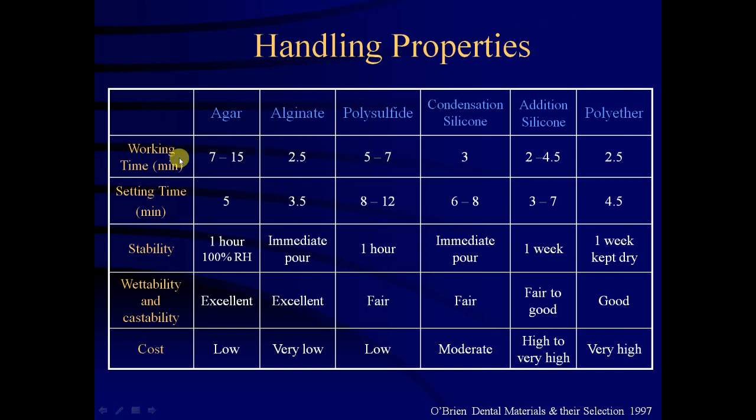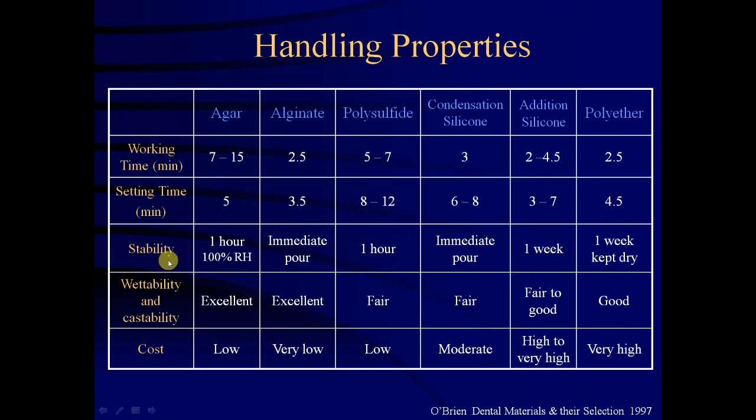Coming on to the working time, agar takes 7 to 15 minutes of working time, alginate takes 2.5 minutes, polysulfide takes 5 to 7 minutes, condensation silicone takes 3 minutes, addition silicone takes 2 to 4.5 minutes, polyether takes 2.5 minutes. Setting time of agar is 5 minutes, of alginate 3.5 minutes, polysulfide 8 to 12 minutes, condensation silicone 6 to 8 minutes, addition silicone 3 to 7 minutes, polyether 4.5 minutes.